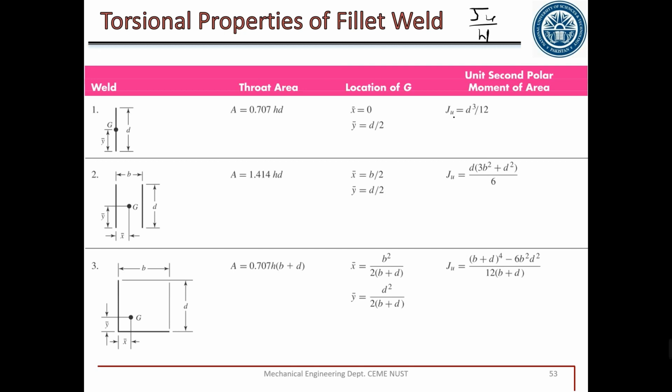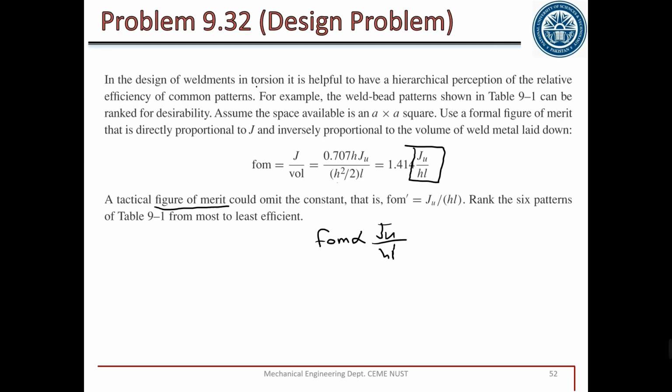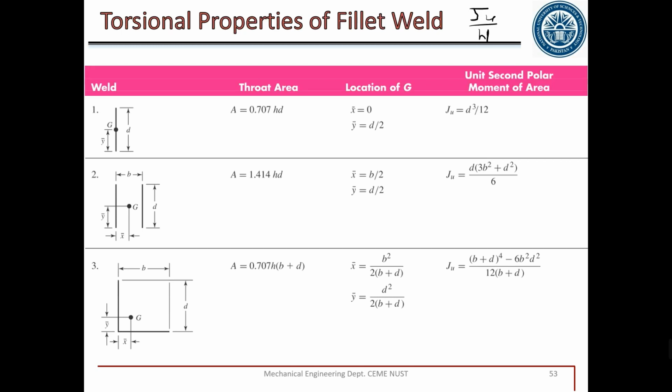We have Ju. Substitute. One thing I missed: they have told us that there is a space of area A cross A, a square of A cross A. For this A cross A square, which is the best option of weld that we can use? In this case, the maximum height is A. Maximum value of d is A and maximum value of b is also A. In this case also, these values are A.